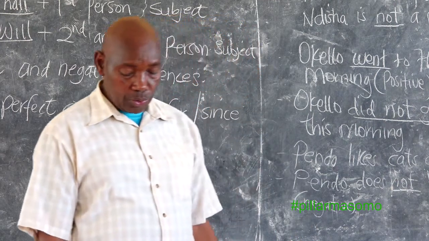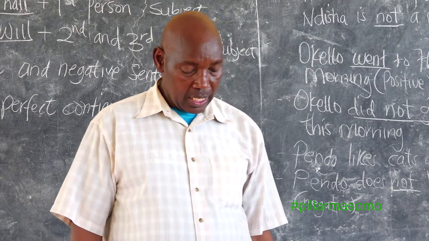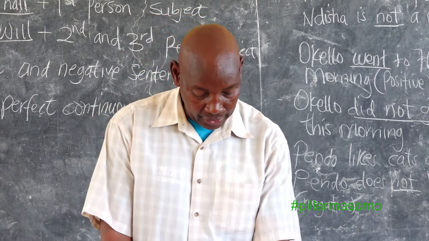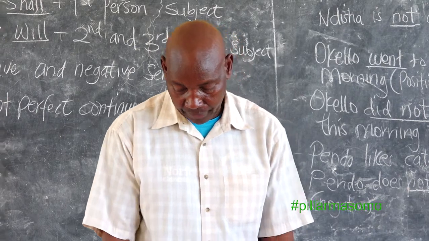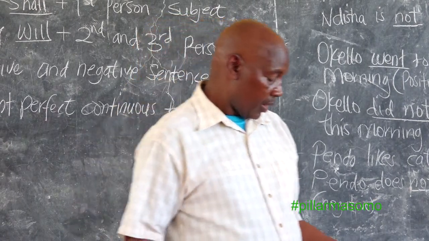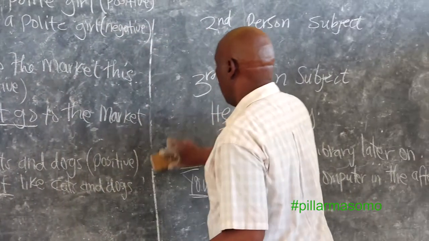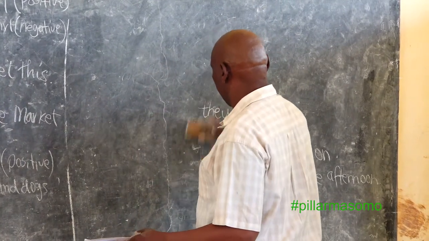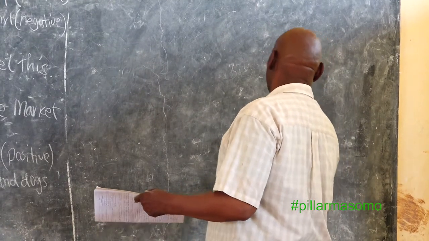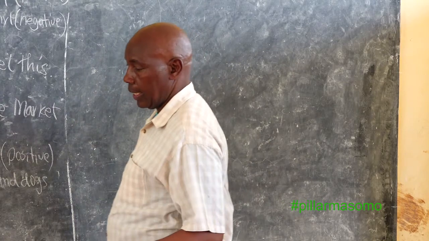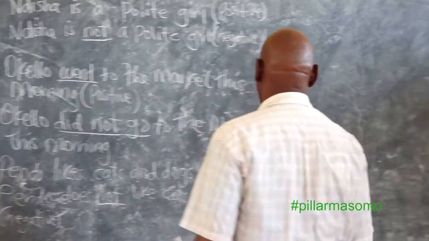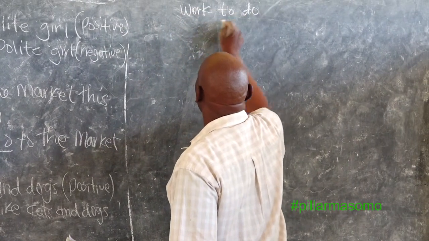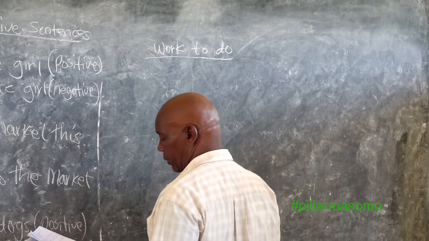Having said that, I want to give you some sentences that you can write on your own so that we can look at them next lesson. I want to give you some sentences that are in the positive, you write them in negative, so that we shall look at them during our next lesson. So, what to do on positive and negative sentences?